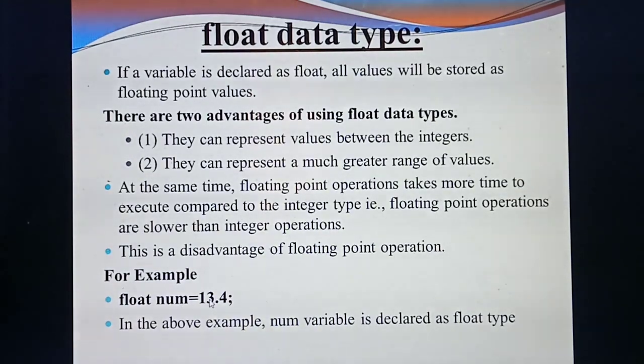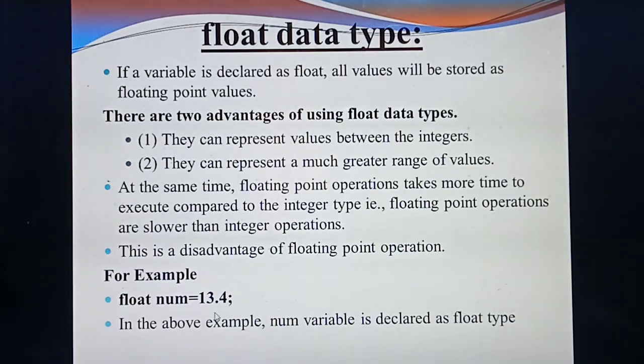So here, see the example: float num = 13.4. What's the meaning? Which one is the variable here? Num. Num is a variable. That means you are declaring a variable num, and num belongs to the data type float. Understood? Here you are giving the value 13.4.